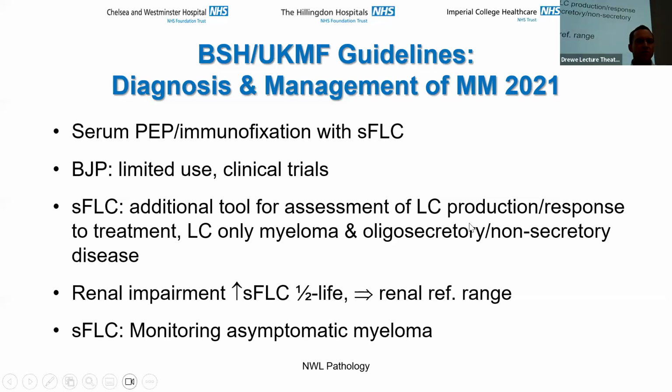They also give further information around the use of free light chains, particularly as a tool to assess light chain production and response to treatments, light chain only myelomas, and also some recommendations around oligoclonal, secretory and non-secretory disease. They also go on to suggest that all free light chain assays should use a renal reference range. So where you have renal impairment, you can have retained light chains, and so you will have higher concentrations of kappa and lambda. And as with the NICE guidance, they suggest its use for monitoring both asymptomatic and symptomatic myeloma.